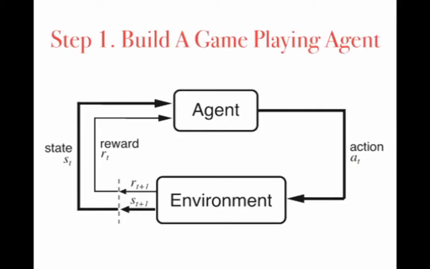So let's build a game-playing agent. This is coming from the reinforcement learning literature, from Sutton and Barto's book, this concept of having an agent acting within an environment. For us, the agent is the AI that's trying to play the game. The environment is the game. From the game, the agent gets the current state of the game.